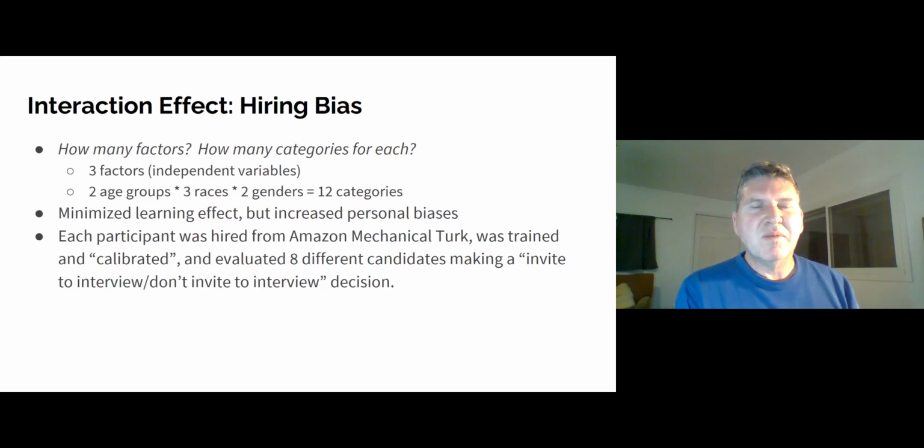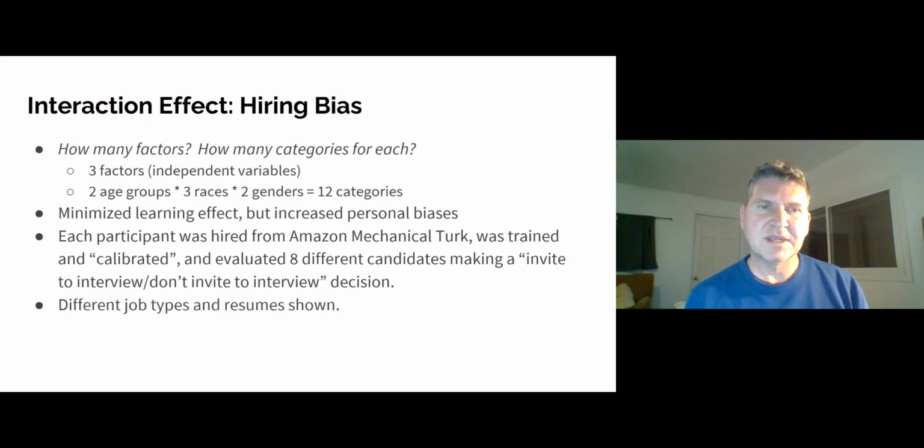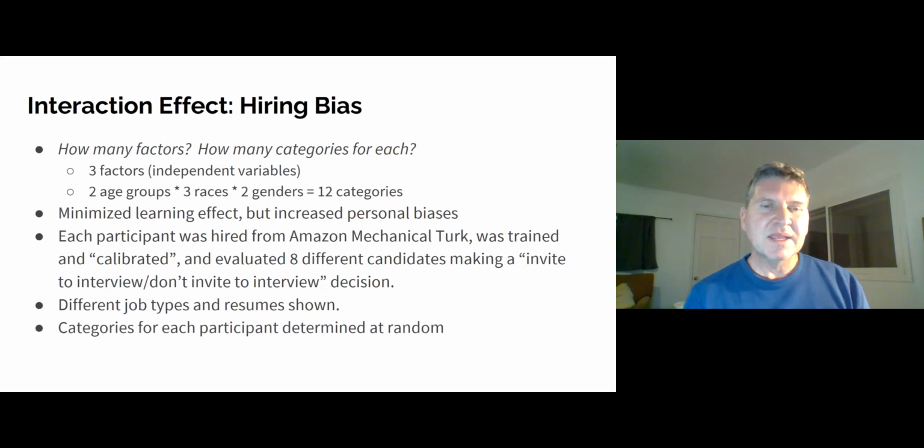We came up with a random combination of these three factors and then gave them a resume to look at. And they were going to decide whether they were going to bring that person in for an interview. They were making a binary decision, either yes, bring them in, or no, don't. So we showed different job types. We had some accounting, some IT. We had some resumes that we showed them. The categories, meaning each of those 12 categories for each participant, were determined at random.